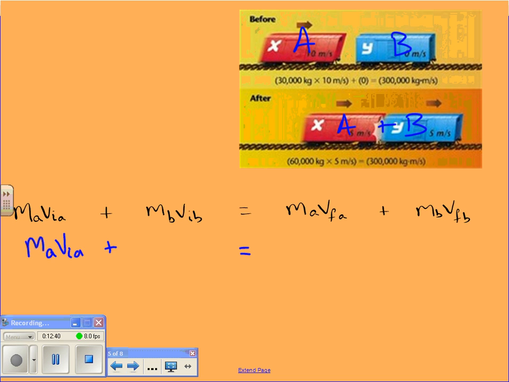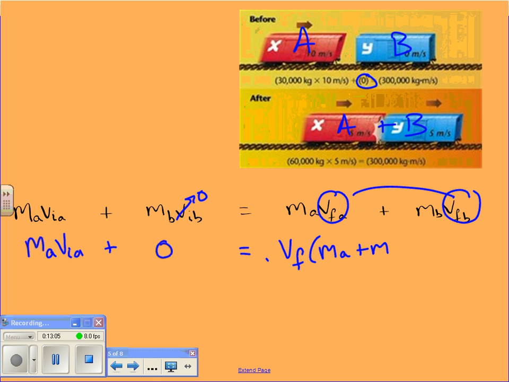Let's look at B. B is sitting still. It's not moving at all to begin with. So it's just sitting there waiting to get hit. That means that its velocity is 0, which means its momentum is 0 in this case. Afterwards, they hook up and they're stuck together, so they have to move at one final velocity. So if these are the same, we could factor that out and we get an expression that looks like this: MA plus MB.